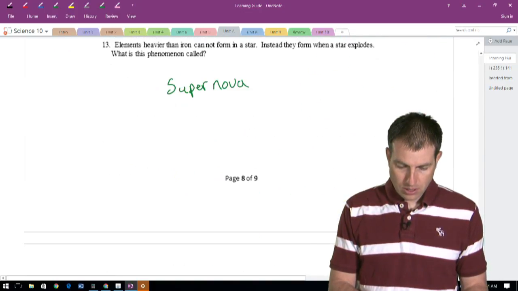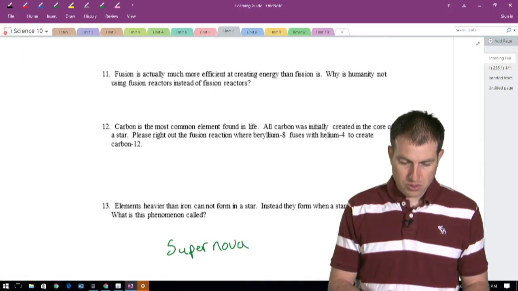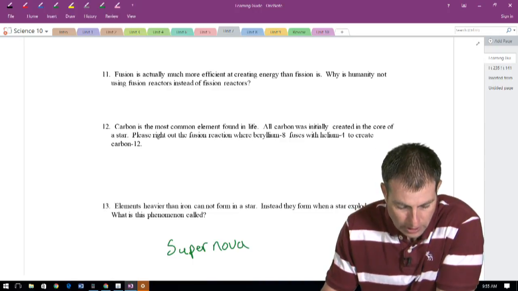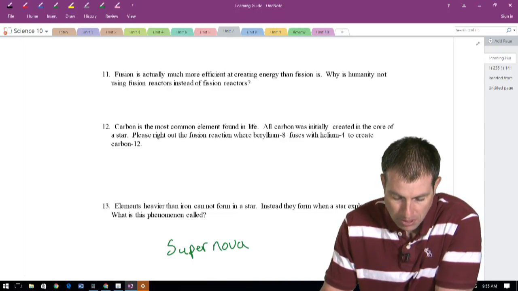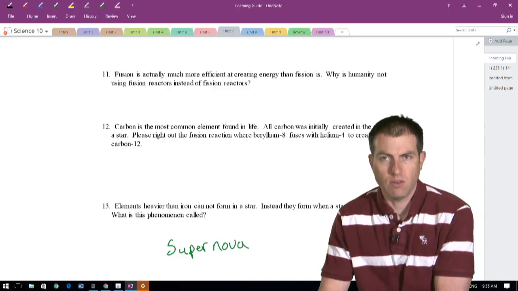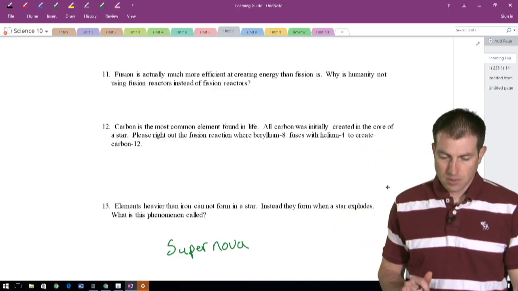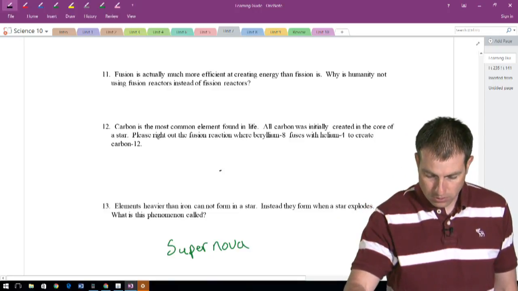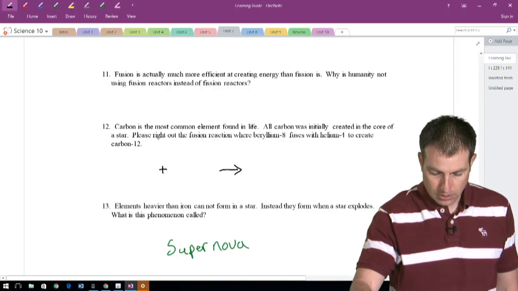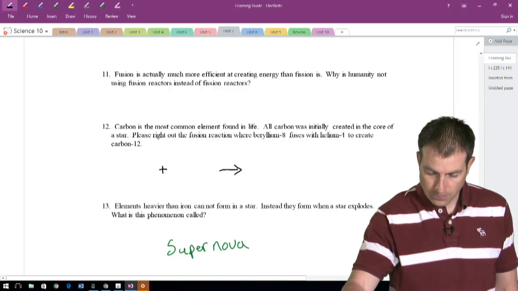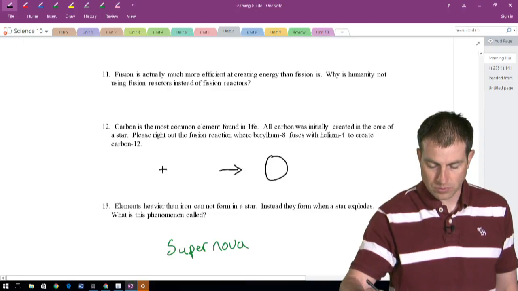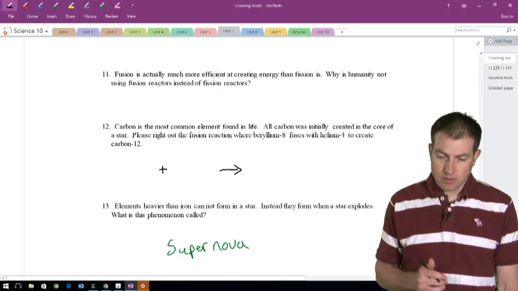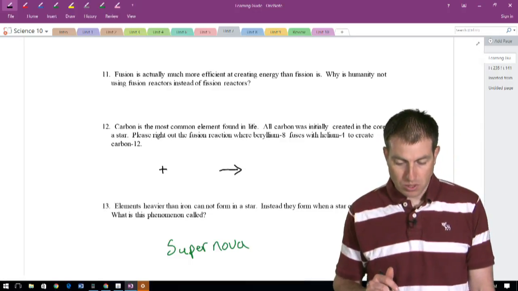Number 12. Carbon is the most common element found in life. All carbon was initially created in the core of a star. Please write out the fusion reaction where beryllium-8 fuses with helium-4 to create carbon-12. That's a great question. I'm glad you asked that one, Eric. All right, so we're going to have a reaction where we have two things fusing together to produce carbon-12. Here we go. It tells us that we have beryllium-8 fuses with helium-4.